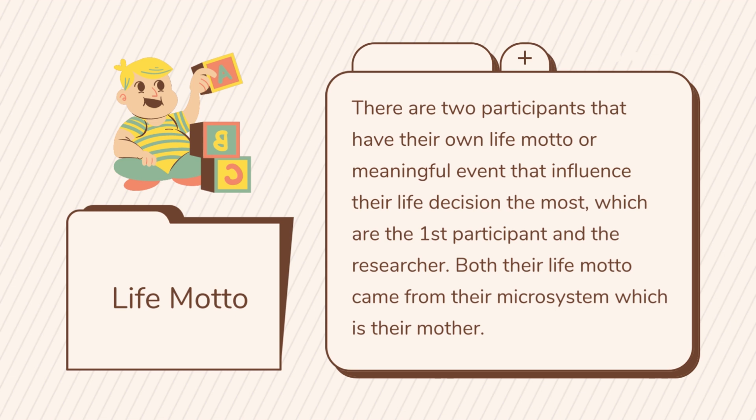The last finding is related to life motto. There are two participants who have their own life motto or meaningful events that influence their life decision making, which are the first participant and the researcher. Both their life mottos come from their microsystem, which is their mother. The first participant's life motto is, "It's okay if you have one enemy. It's okay if many people hate you as long as you become yourself. Just be yourself."